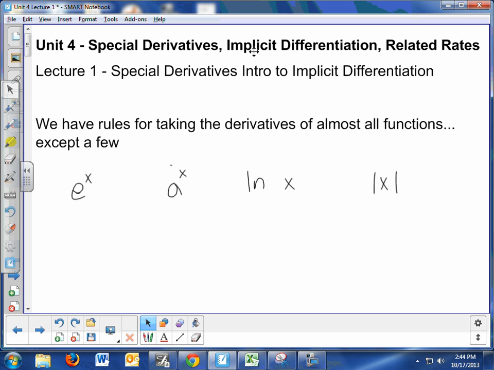The first topic on special derivatives is not too important, but moving forward into the test for this unit, there'll be a couple questions on this stuff, and it's pretty much you know it or you don't. The big stuff is on implicit differentiation and related rates.